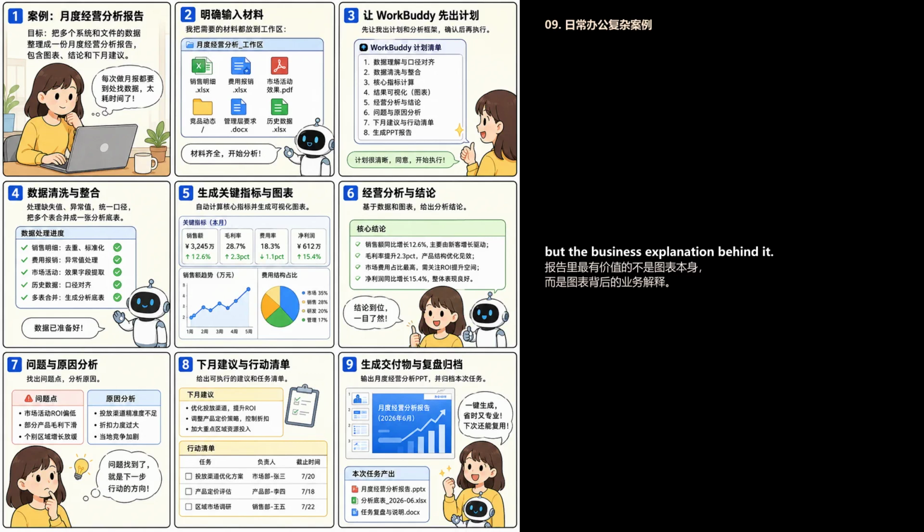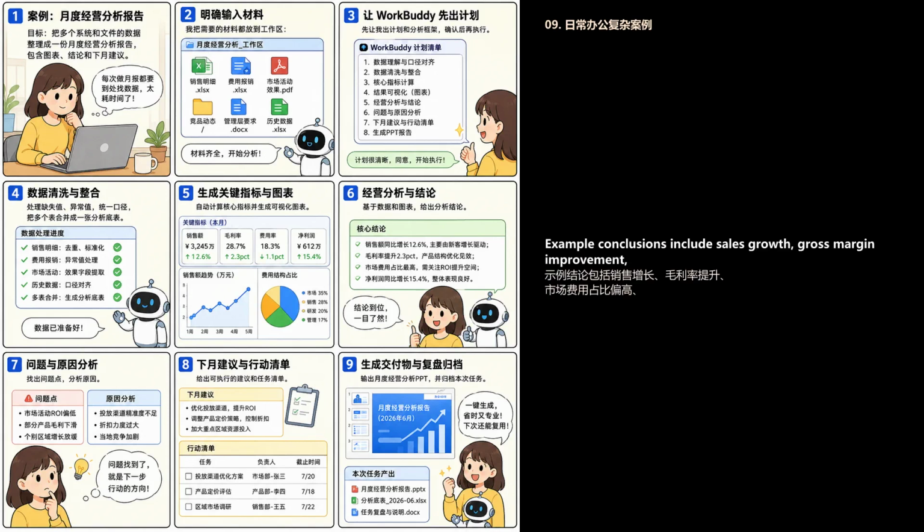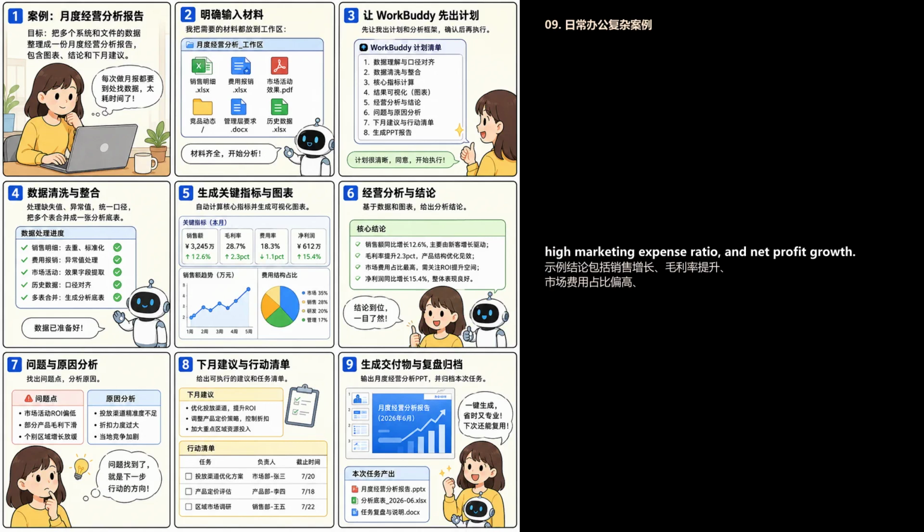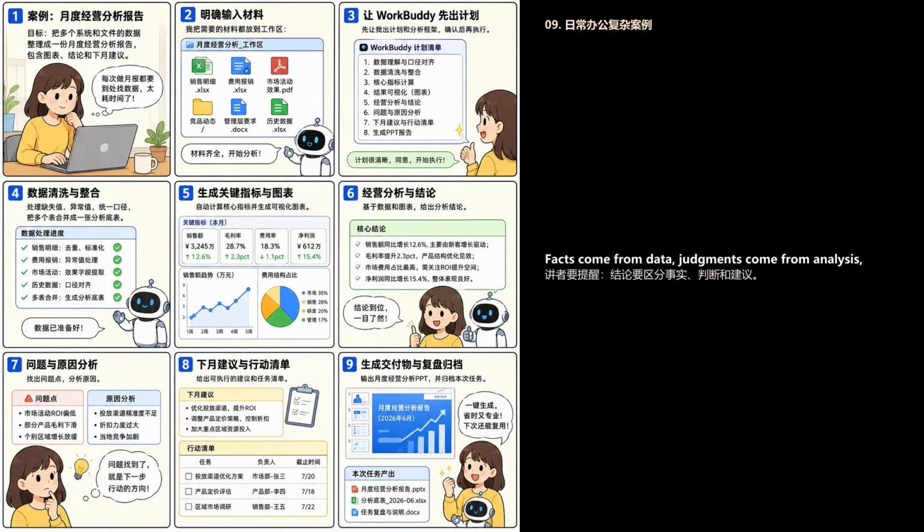The sixth step is business analysis and conclusions. Example conclusions include sales growth, gross margin improvement, high marketing expense ratio, and net profit growth. Conclusions should separate facts, judgments, and recommendations. Facts come from data, judgments come from analysis, and recommendations become action.